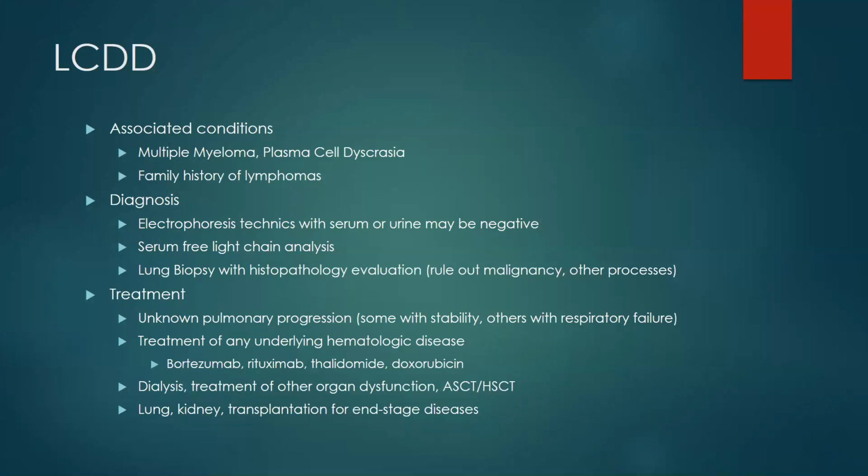So again, associated conditions with this are multiple myeloma and other plasma cell dyscrasias. A lot of times there's a family history of lymphomas with these patients. In terms of diagnosis, electrophoresis can help. However, whether serum or urine, if there's only pulmonary involvement, it may be negative, and serum-free light chain analysis is needed. Lung biopsy with histopathology evaluation is usually needed in these patients, and if there's kidney involvement, it can be done by the kidney.